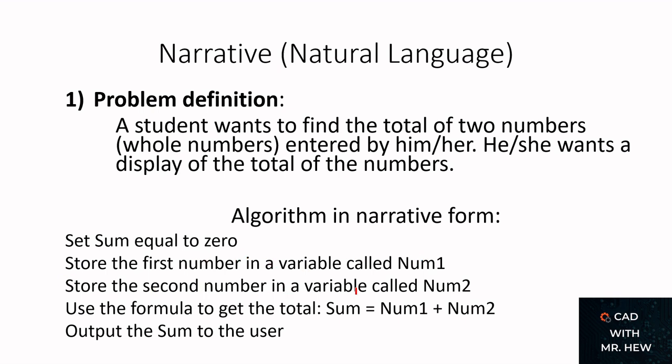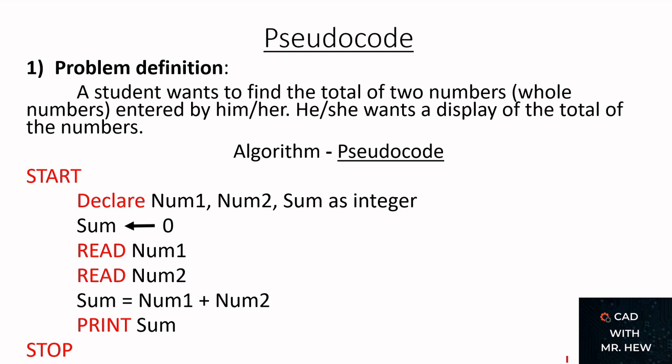Store the second number in a variable called num2. Use a formula to get the total, which would be sum is equal to num1 plus num2, and output the sum to the user. Pseudocode. And the problem, again, the student wants to find the total of two numbers entered by him or her, and he or she wants to display the total of the numbers.